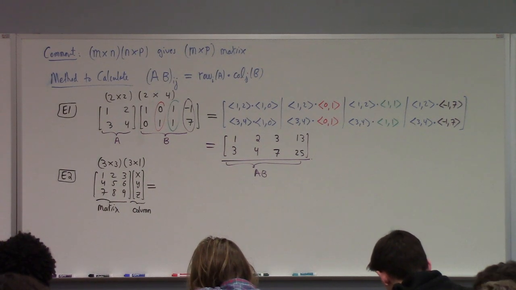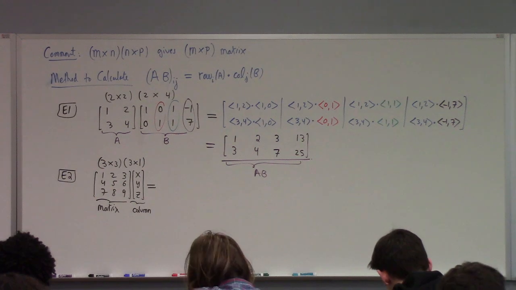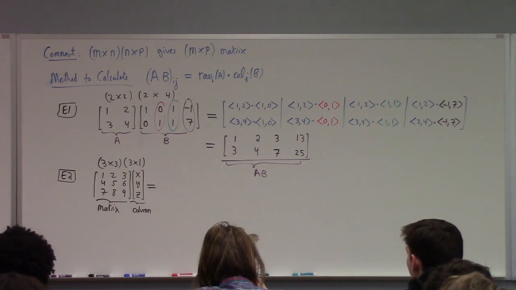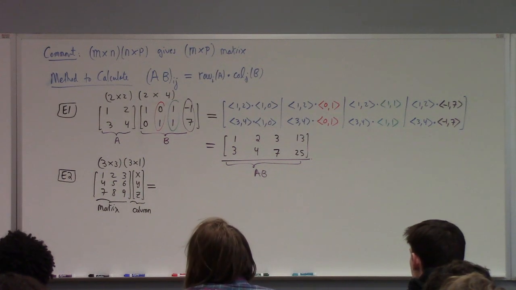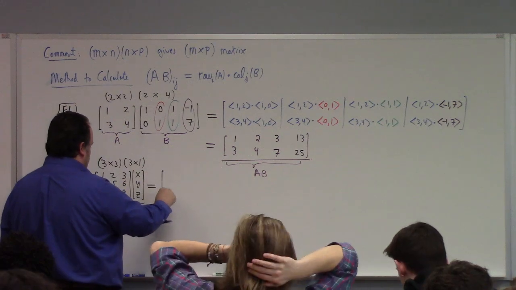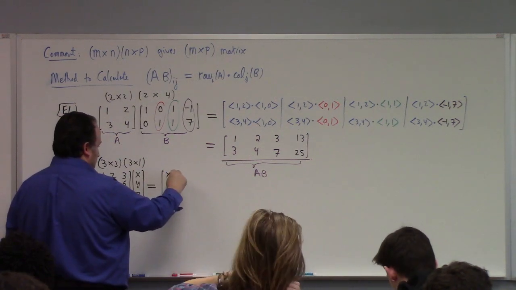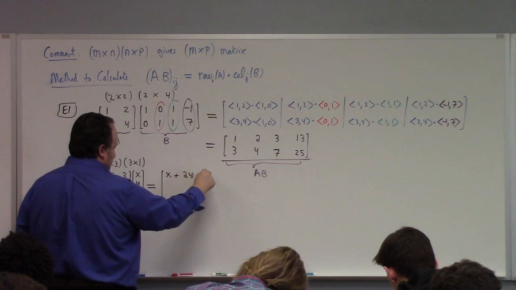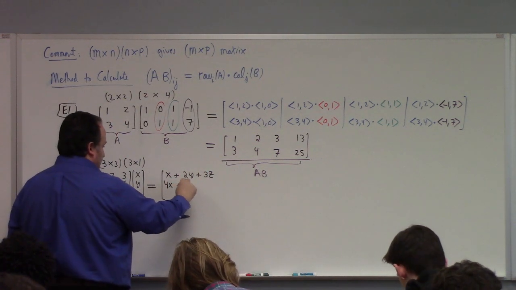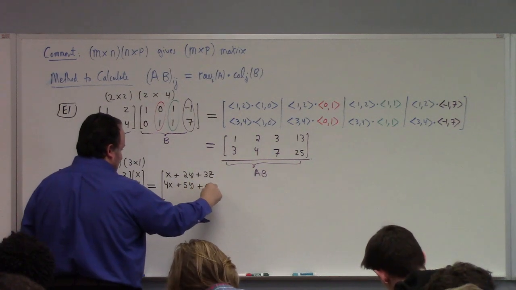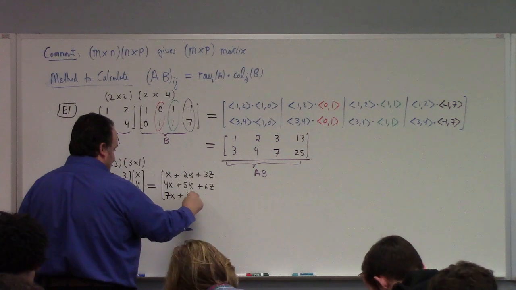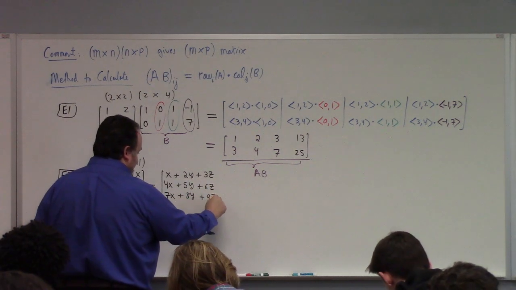Matrix column products are probably the most important ones for us because that's how we're going to understand a system of differential equations. We're going to understand it as a matrix column product. So the way this works is I just get x plus 2y plus 3z, 4x plus 5y plus 6z, and 7x plus 8y plus 9z.